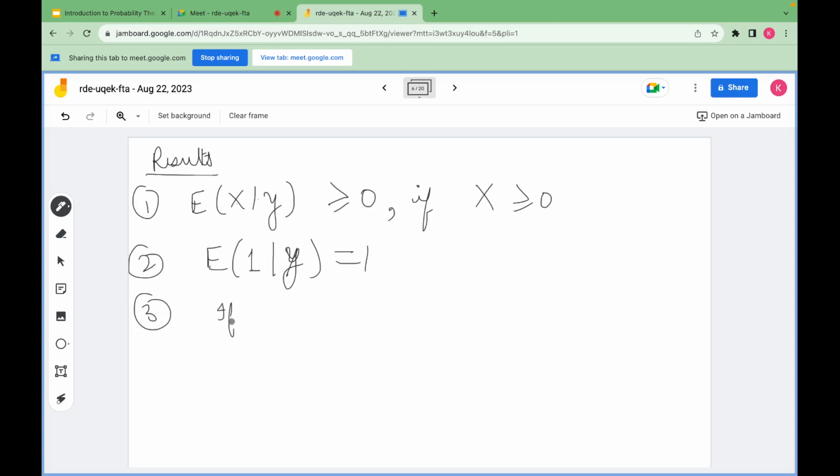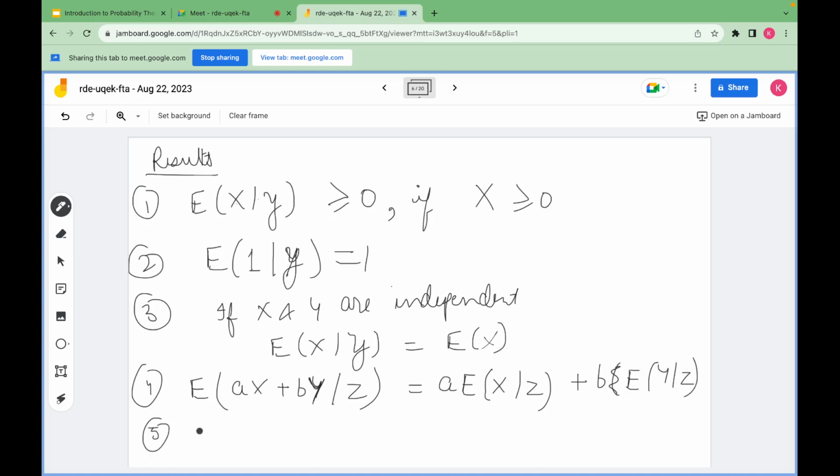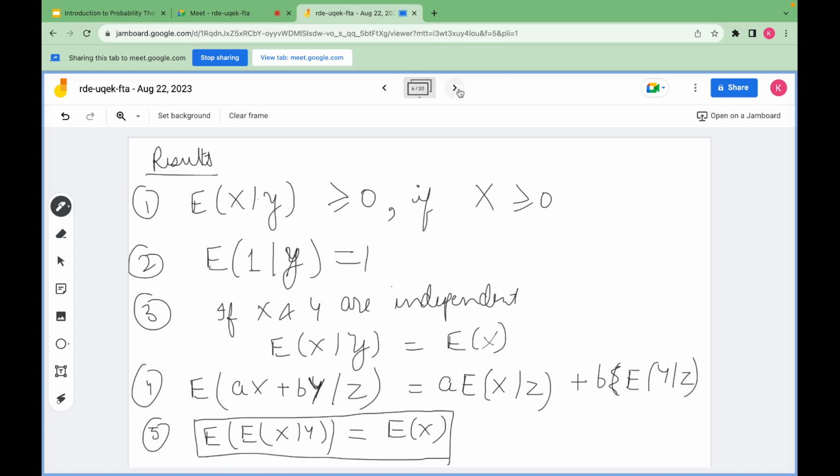Third, if X and Y are independent, then the expectation of X given Y is nothing but the expectation of X. Fourth, the expectation of aX plus bY given some random variable Z is nothing but a times the expectation of X given Z plus b times the expectation of Y given Z. Fifth, and this is the most important result, the expectation of E[X given Y] is equal to the expectation of X. So this is a very interesting result, and we will see the proof for this.